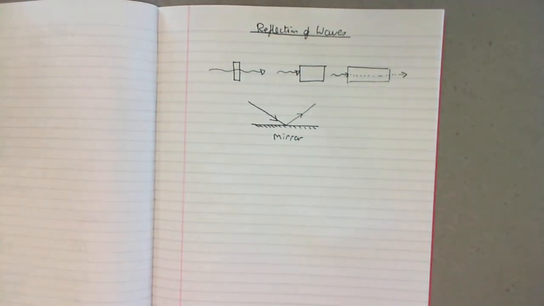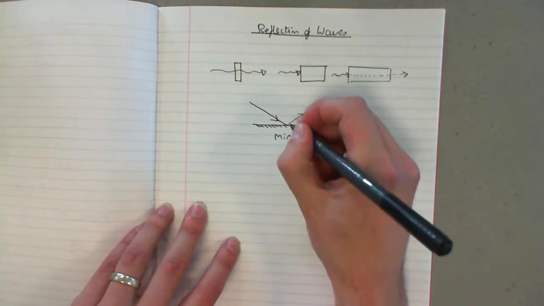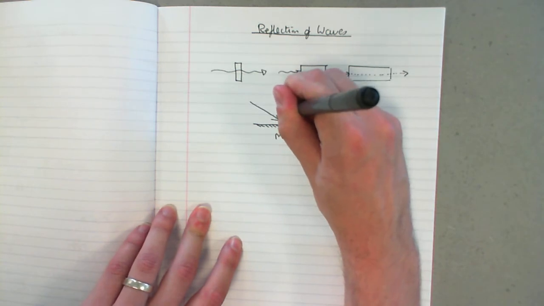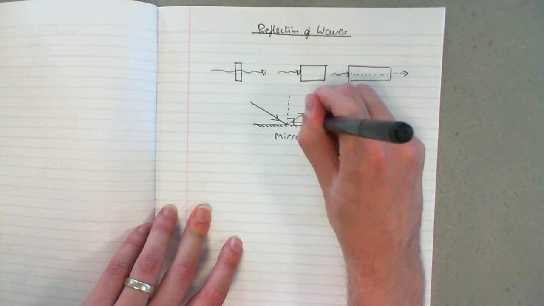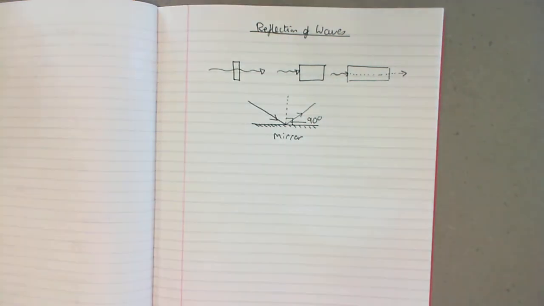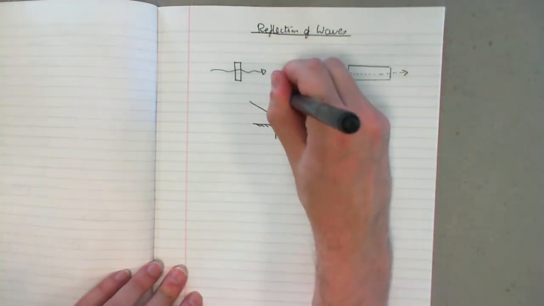But we need to know what angles they can be reflected at, so we need to draw something called a normal. And normal is at 90 degrees to the object being reflected at. So here I've drawn a 90 degrees angle. So that is called a normal.